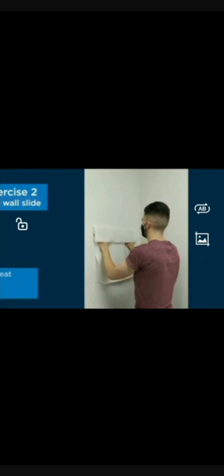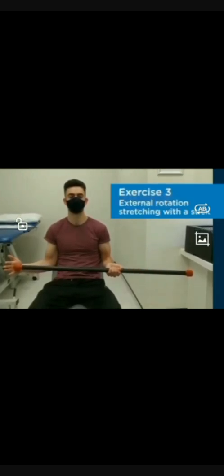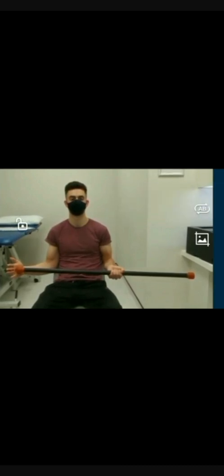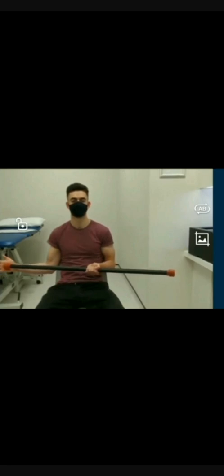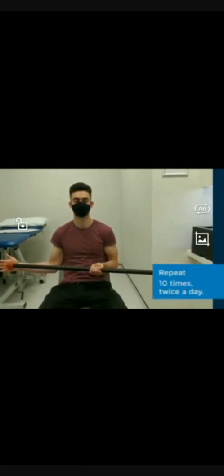Each exercise we do twice daily, and every time we do 10 repetitions. We are trying to move the shoulder in all directions. The third one is the stick exercise, external rotation or internal rotation of the shoulder with the help of the other hand. As we see here, the stiffness is in one hand. We are pushing with the stick to the right side, then to the left side, trying to move the shoulder in external and internal rotations, and this will help to break any fibrosis or stiffness occurring in these directions. 10 times, twice a day.